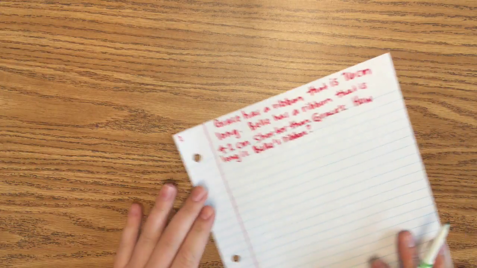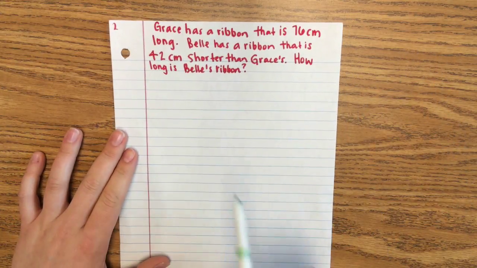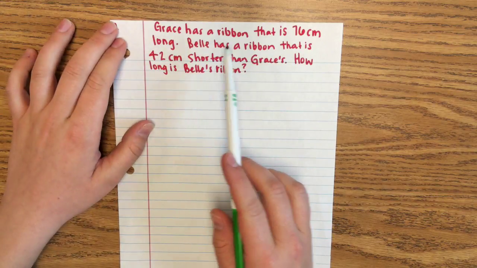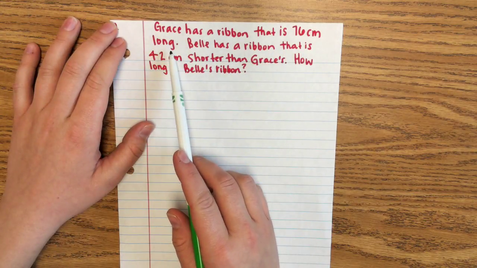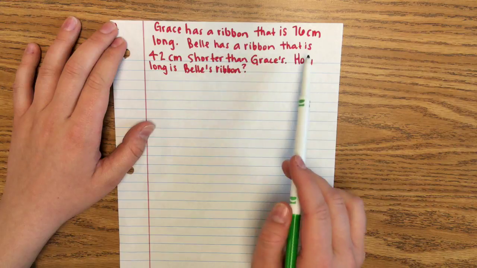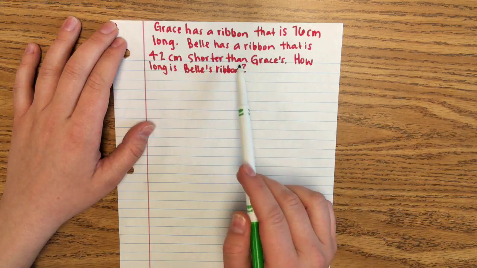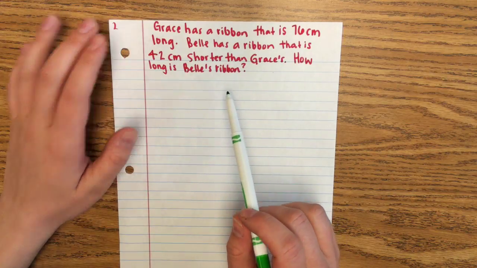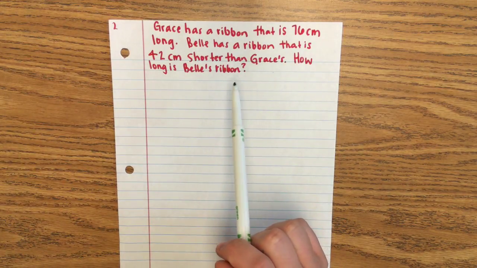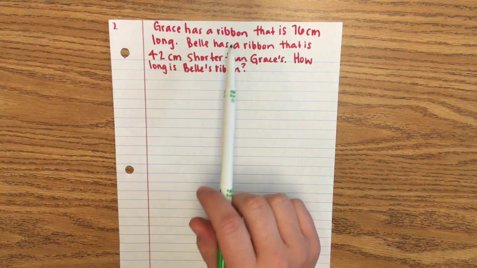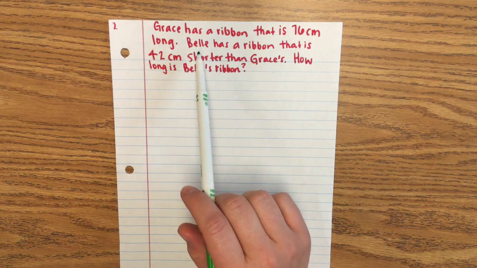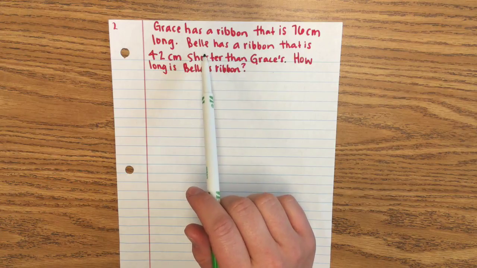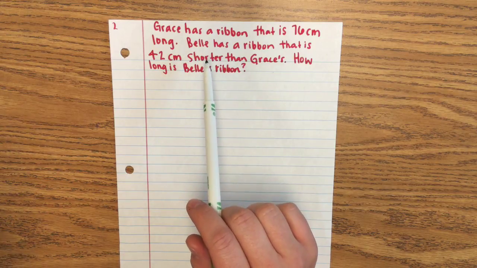But we're also going to look at a second word problem today. Our second word problem says, Grace has a ribbon that is 76 centimeters long. Belle has a ribbon that is 42 centimeters shorter than Grace's. How long is Belle's ribbon? Well, to begin with, I think this is going to be a compare word problem because I'm comparing how much ribbon Grace has to how much Belle has. And right now, I don't know how much ribbon Belle has.